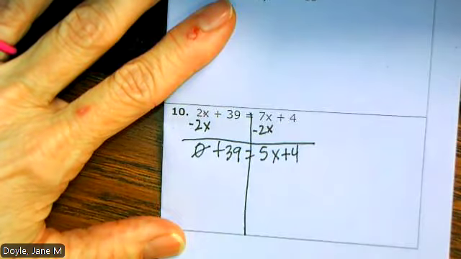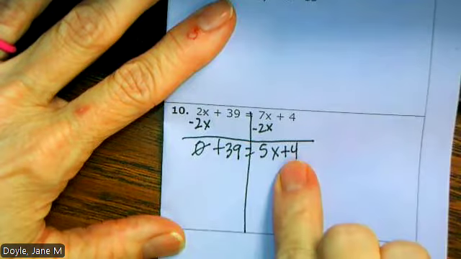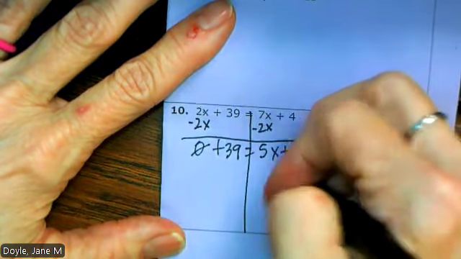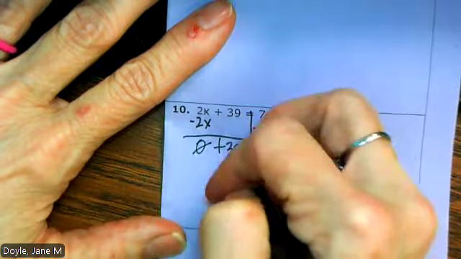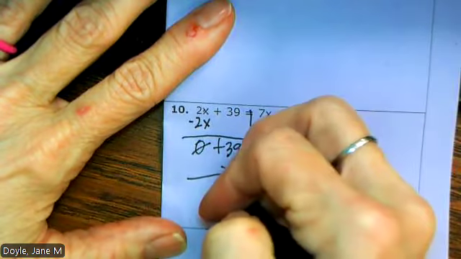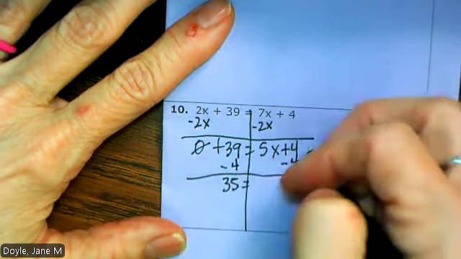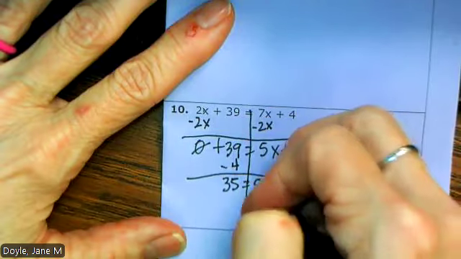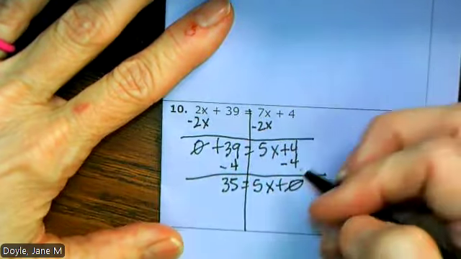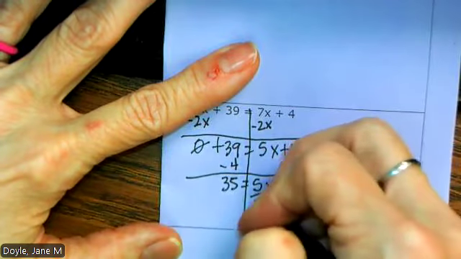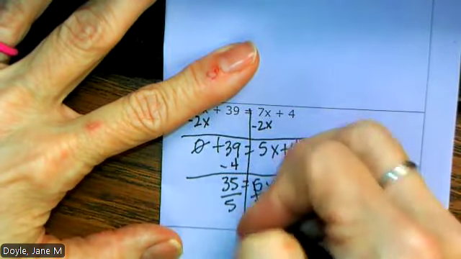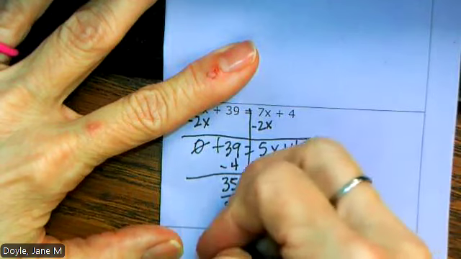Are we adding or subtracting something to our variable? We're adding 4, so we're going to do the opposite, which is subtract 4, which is going to give us 35 is equal to 5x plus 0 that we can ignore. And last, we're multiplying by 5, so we're going to divide both sides by 5, which is going to leave us with x is equal to 7.